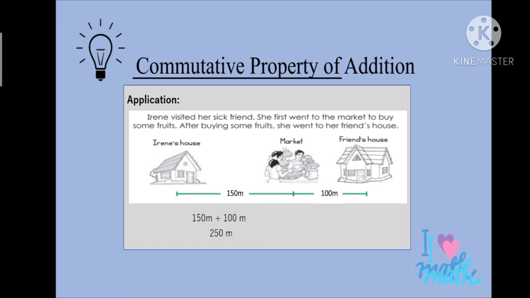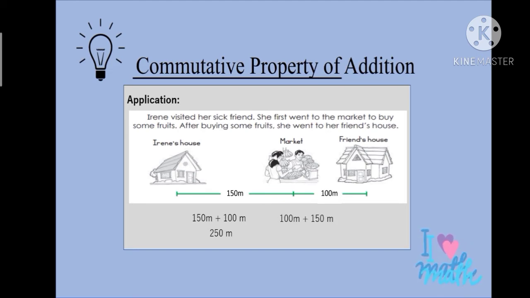Of course, after Irene visited her friend, she will go back to her house. So she will pass by the market again, which from the friend's house to the market is equal to 100 meters, and from the market to Irene's house is 150 meters. So it's like 100 meters plus 150 meters.